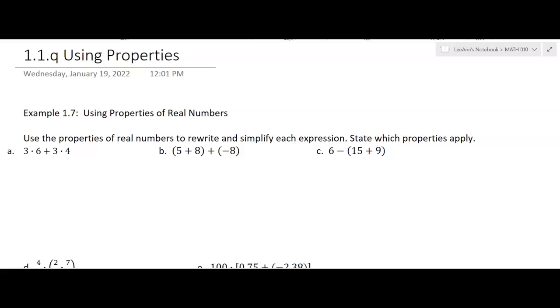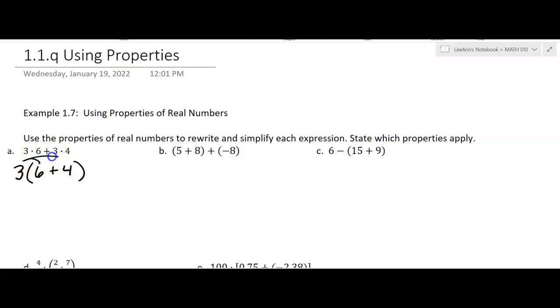We'll see how we can use some of these properties to help us. So on this first one, on A, you see how it's 3 times 6 plus 3 times 4. Now you could just use the order of operations and do that. But if we think about the distributive property, we could rewrite this as 3 times (6 plus 4).